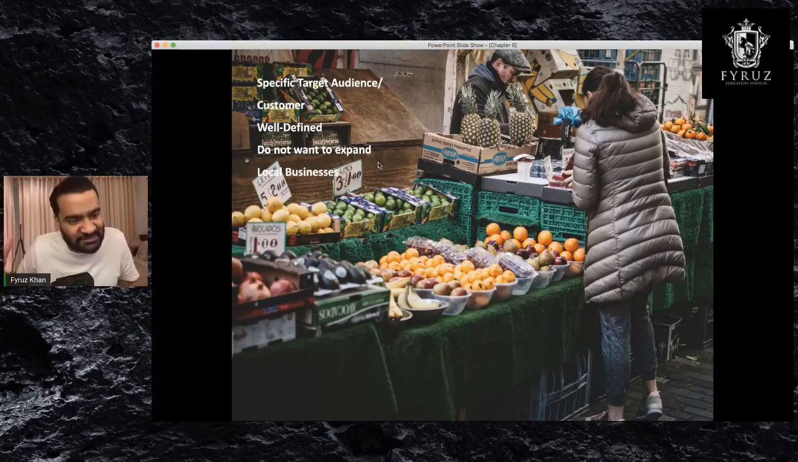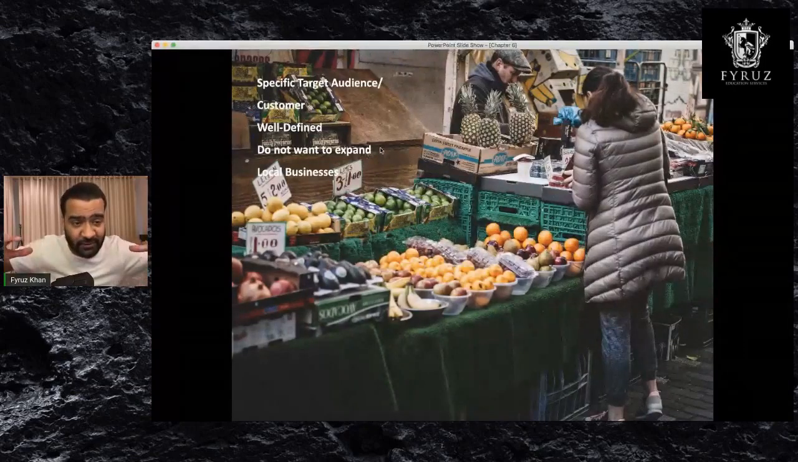So a local business can be a local fruit seller. It can be somebody who's selling vegetables on a van. It can be a local vegetable market, just like this. It can be a small grocery store near your home. Those businesses are called local businesses because they serve the local audience. They have a well defined customer base, a specific target audience. And their objective is not to expand.